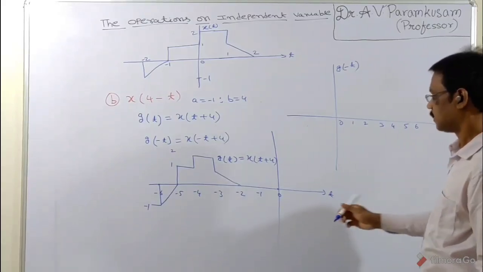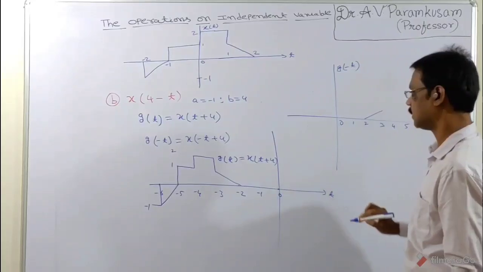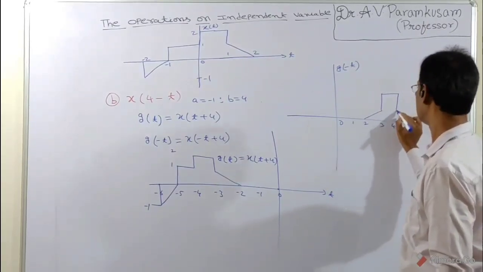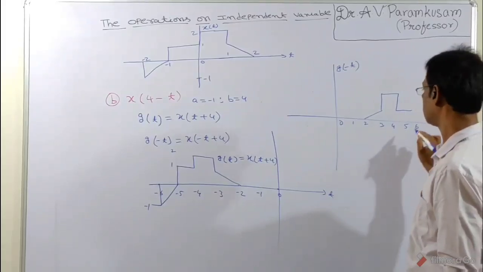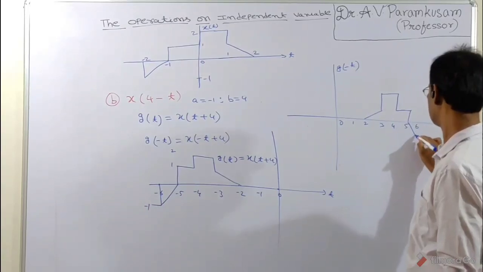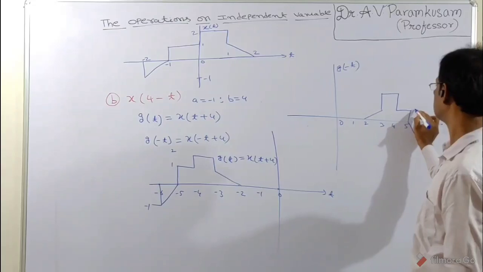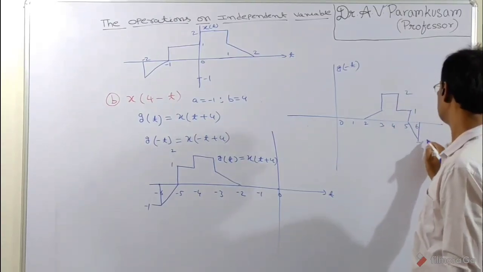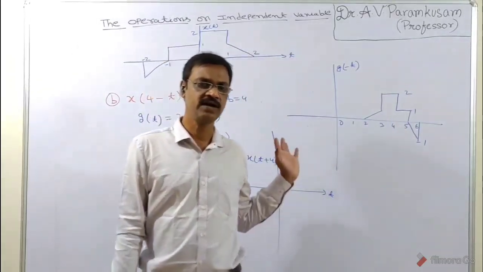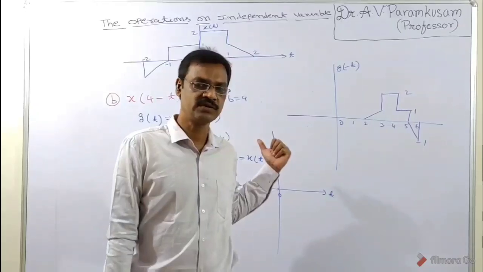This line is from minus 2 to minus 3 now. Then you will get 2 to 3, 3 to 4, 4 to 5, and 6. This value is equal to 1, 2, and this value is equal to minus 1. This is x of 4 minus t. So in this way you can get any signal from x of t by using the first procedure.